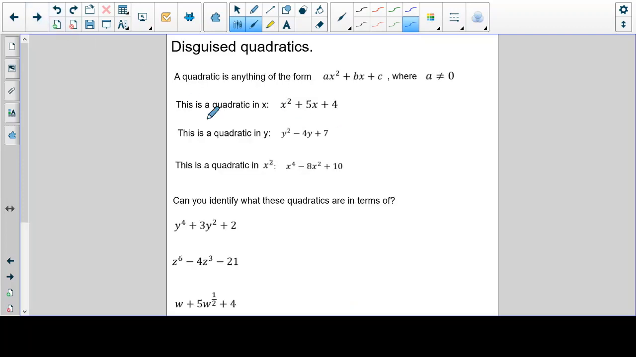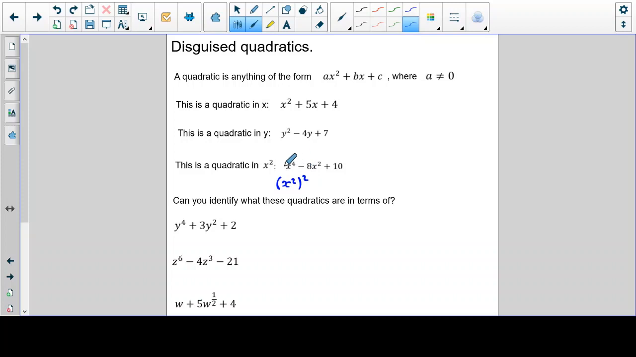So we know a quadratic is anything of this form, ax squared plus bx plus c. But the quadratics can be disguised so that it's not immediately obvious what the value that's being squared is. This is a normal one, a quadratic in x. The x is squared, it's an x here. This one's a quadratic in y. We've got a y squared and a y here. This one, however, is a quadratic in x squared, because the thing being squared is an x squared.